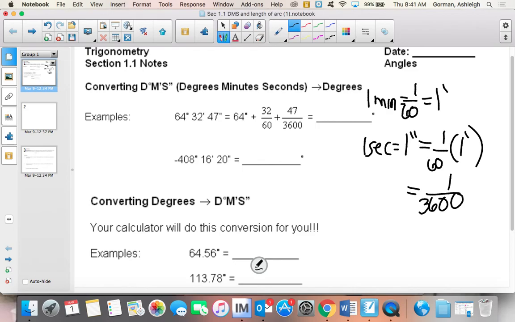Okay? So what I can do now is, if you have your calculator out, you can just go ahead and type this numerical value into your calculator to get the decimal approximation. I want to make sure everyone has their calculator out. You know how to enter this in. So I highly recommend putting in parentheses, like 64 plus, then in parentheses 32 divided by 60, plus, then in parentheses again 47 over 3,600. For these, 3 to 4 decimal places. Err on the side of caution, go 4.